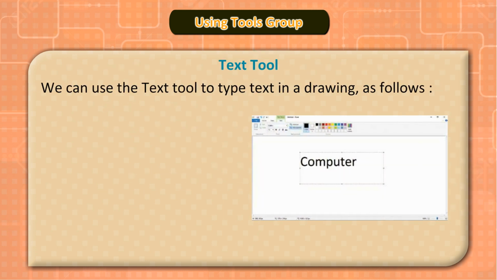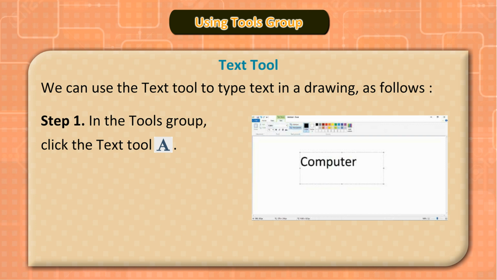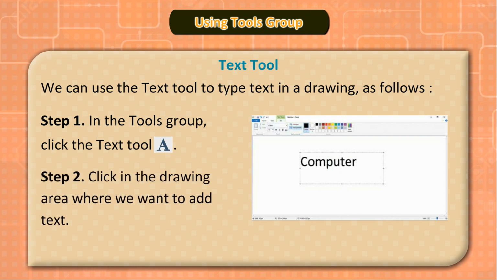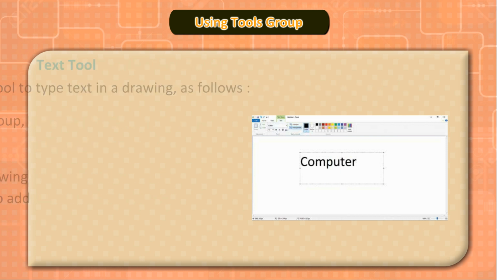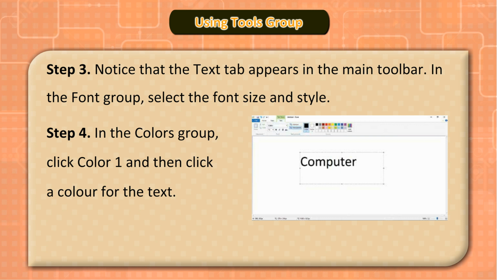Text tool. We can use the text tool to type text in a drawing, as follows. Step 1. In the Tools group, click the Text tool. Step 2. Click in the drawing area where we want to add text. Step 3. Notice that the Text tab appears in the main toolbar. In the Font group, select the font size and style. Step 4. In the Colors group, click Color icon and then click a color for the text. Step 5. Type the text.